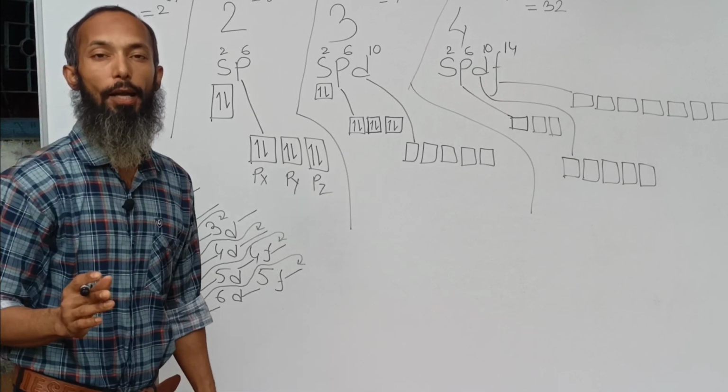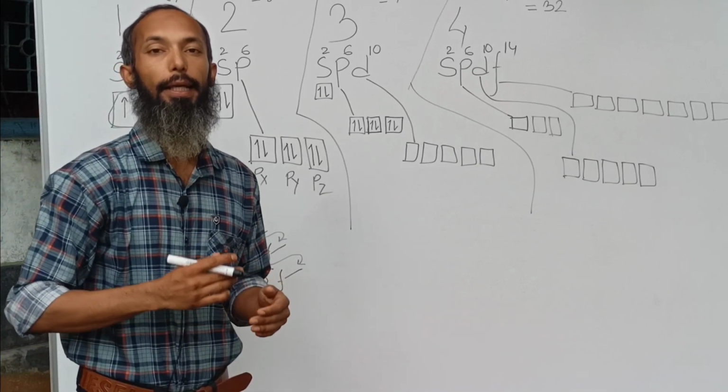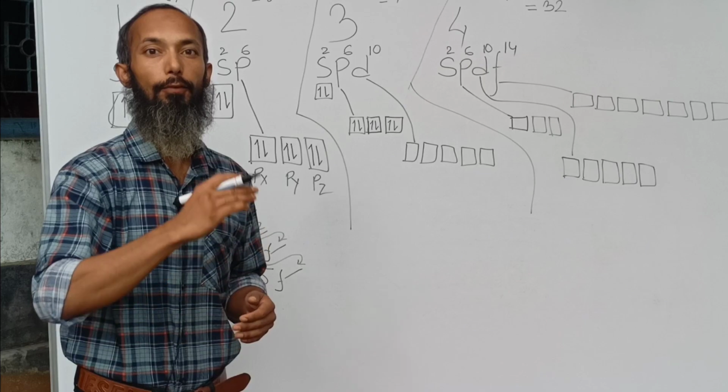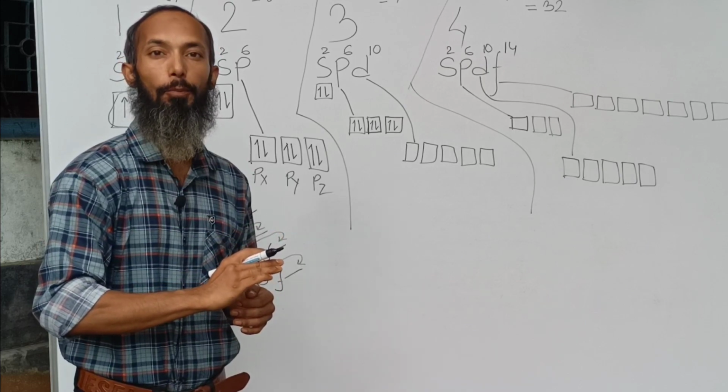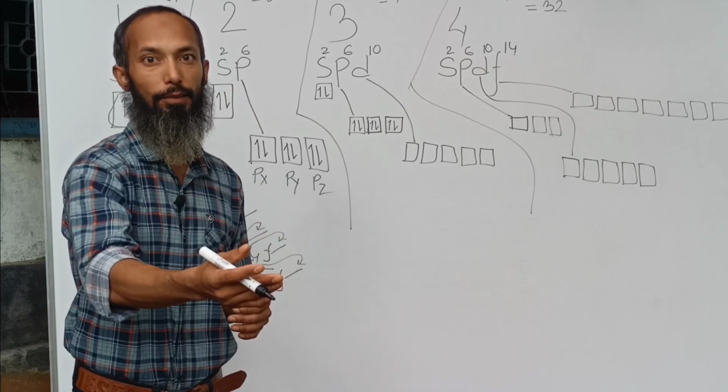This is the technique by which the electron occupies from the lower energy level of the orbitals to the higher energy level of the orbitals.